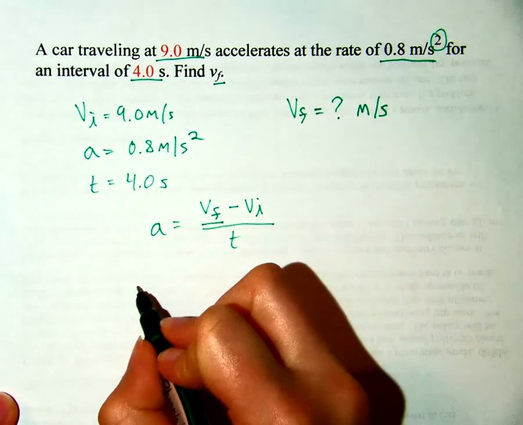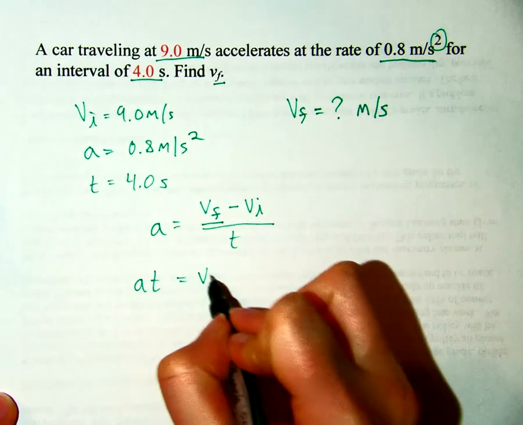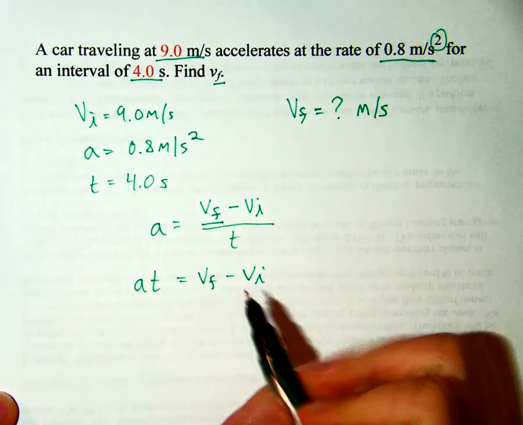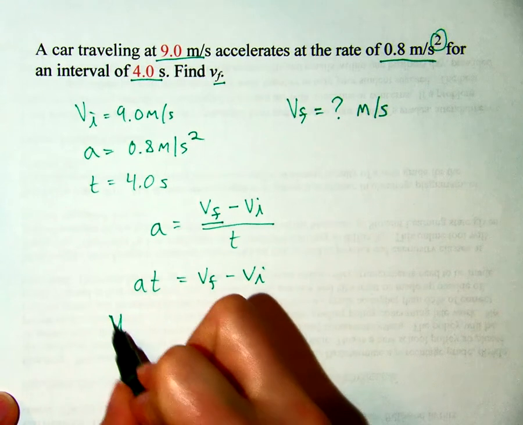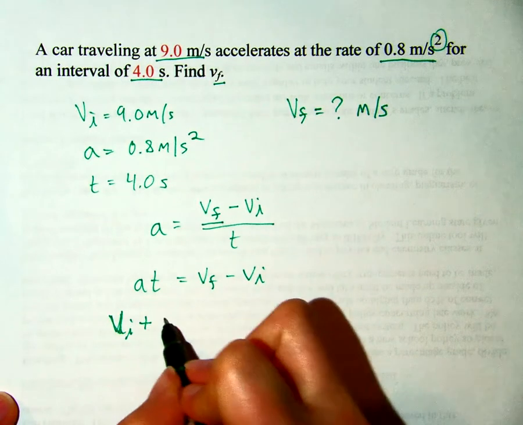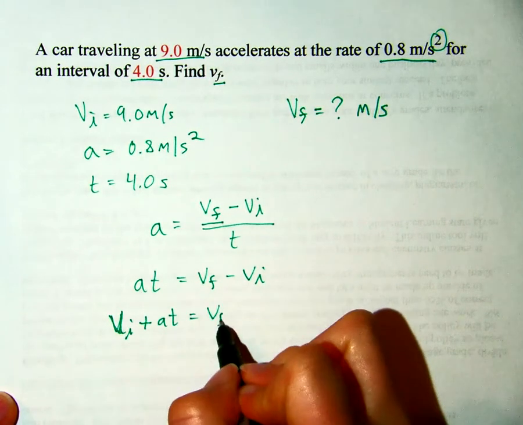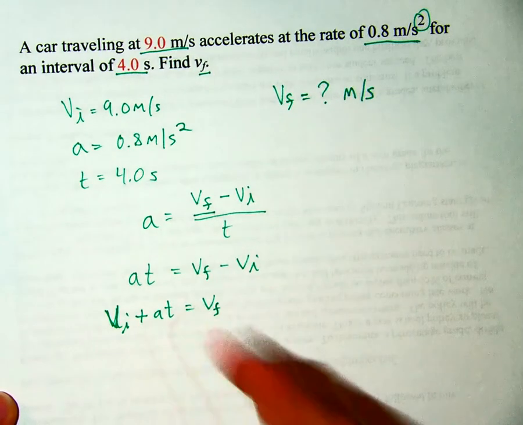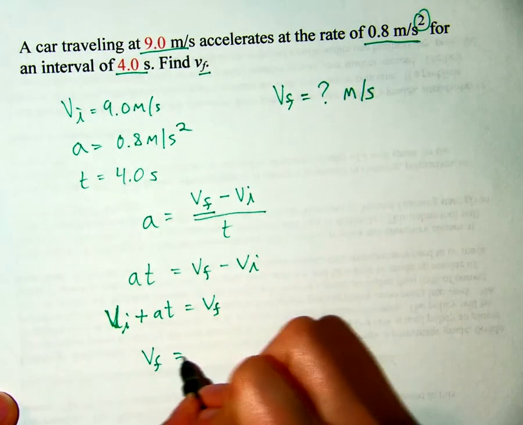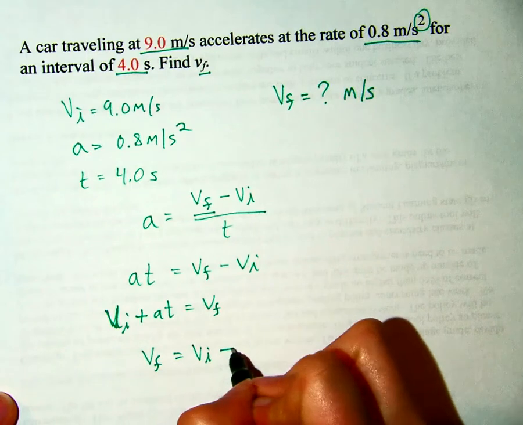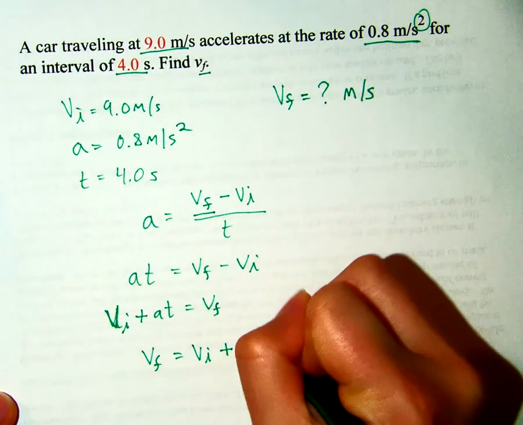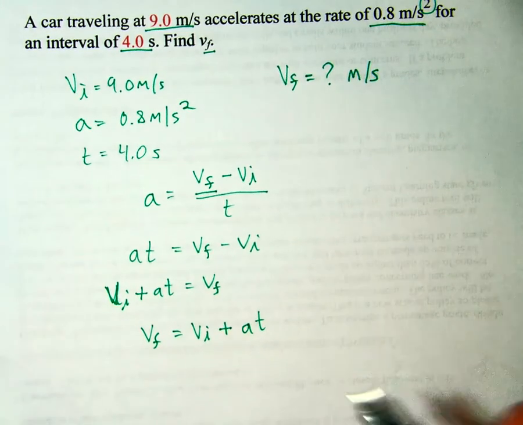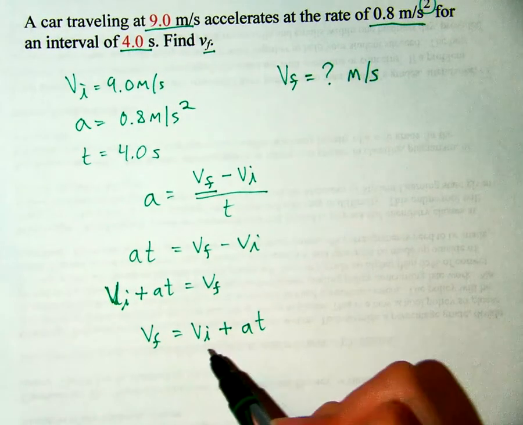So multiply both sides by t first. And then from here we can see it's a simple adding of vi to both sides to get our final velocity. Now I'm going to swap this equation so that our final velocity is on the left, equal to a variation of our variables on the right. And this is standard physics practice, to put what we're solving for on the left and everything else on the right.